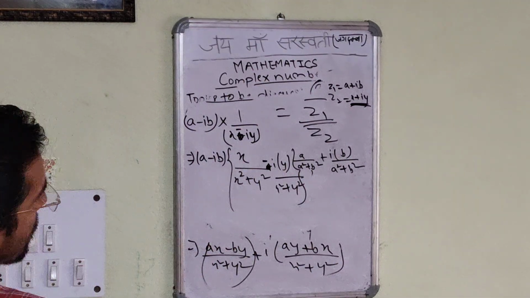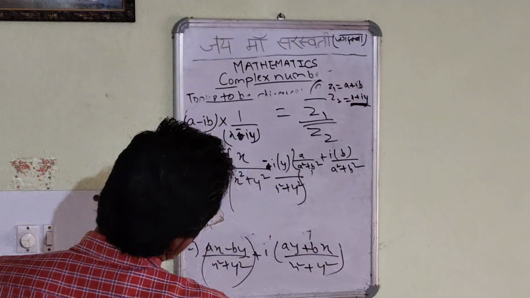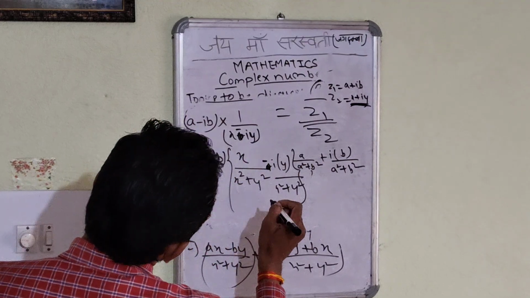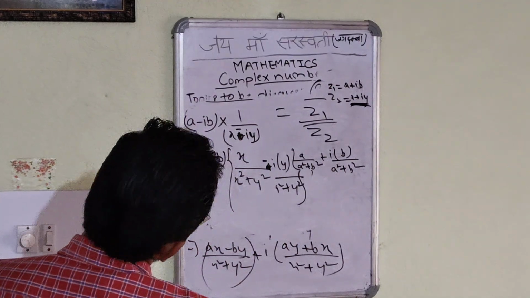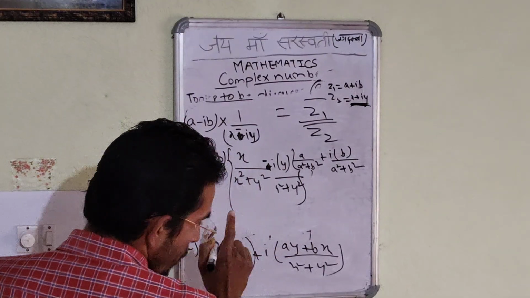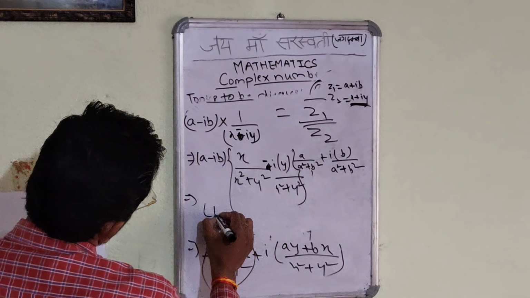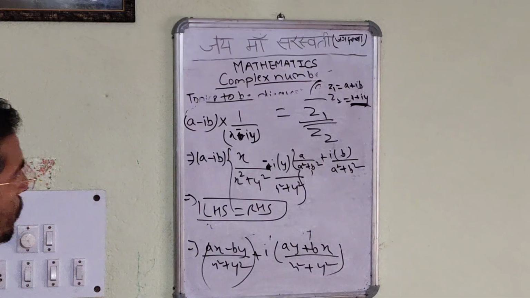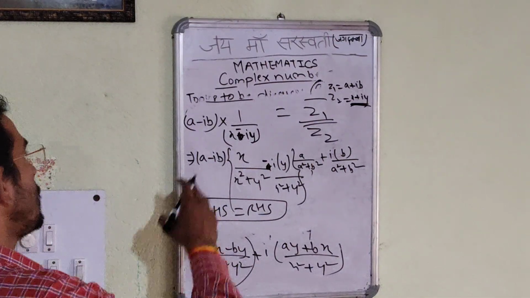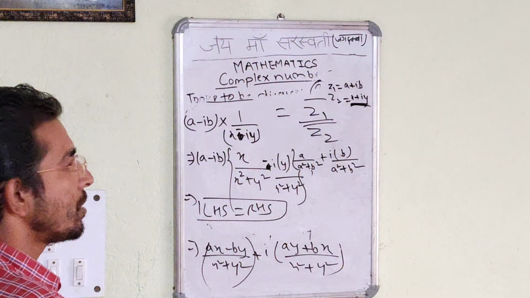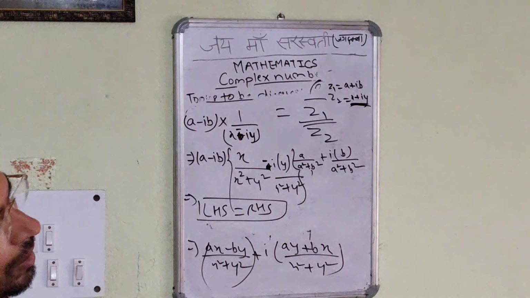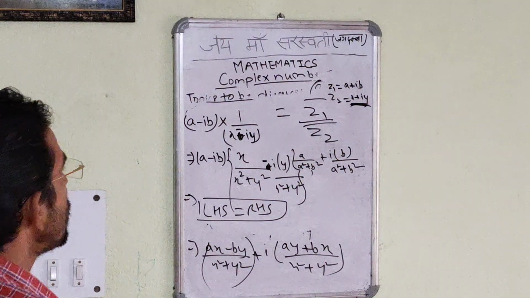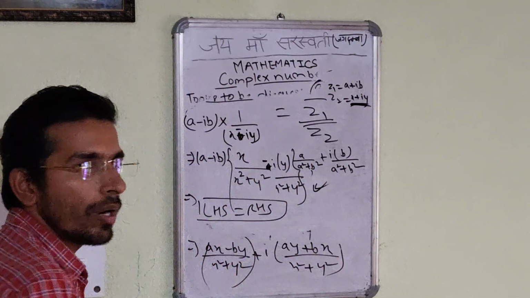Now we have to multiply again similarly. That will be equal to AX by X square plus Y square, and again minus AY by X square plus Y square. The same thing we have to follow here also, and finally we will get the result as LHS equal to RHS. So we have seen how the conjugate of the division of two complex numbers is equal to the division of the conjugate of the first and the conjugate of the second. That is LHS equal to RHS.